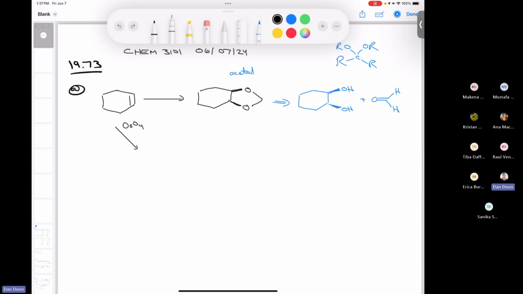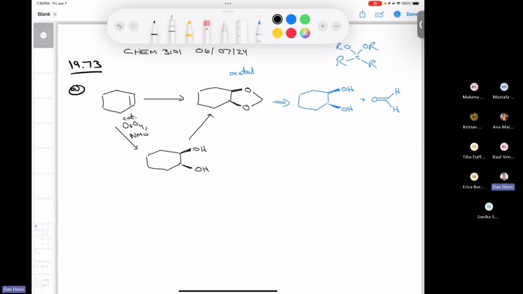And usually with the NMO, with the osmium tetroxide, we write osmium tetroxide. We'll put catalytic amount, and then I'll put NMO like that. There we go. So we end up with the syn dihydroxyl. So we end up with cis 1,2 cyclohexane diol. And then the last step is the formation of the acetal.